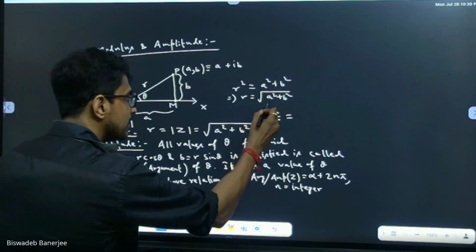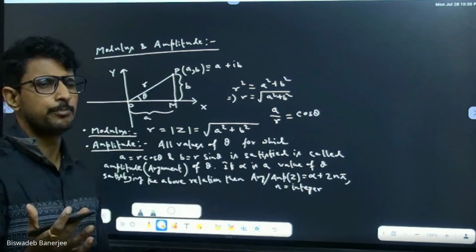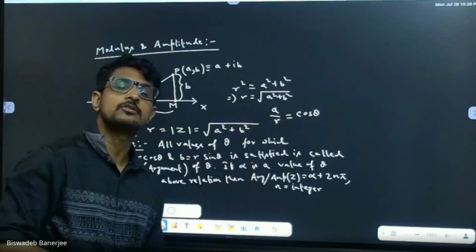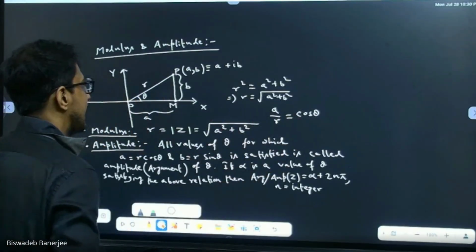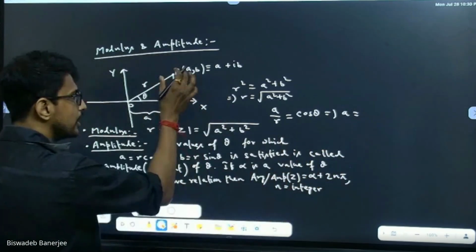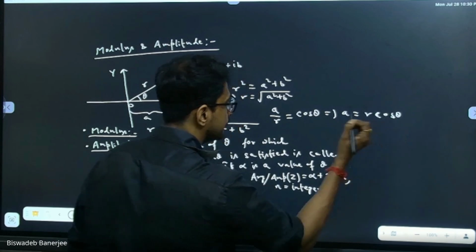And we know base by hypotenuse is basically cos theta. This is a very basic concept in trigonometry. So base by hypotenuse is called cos theta, and this implies my A, which means the real part, will be R cos theta.